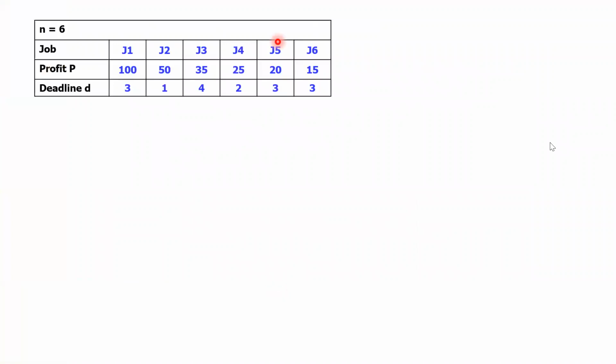Check out this instance of the job sequencing problem. You have been given 6 jobs, J1 to J6. Each job is associated with a profit and a deadline. You can observe that the jobs are ordered as per their profits, from the job with the highest profit to the job with the lowest profit. So there is already an ordering.